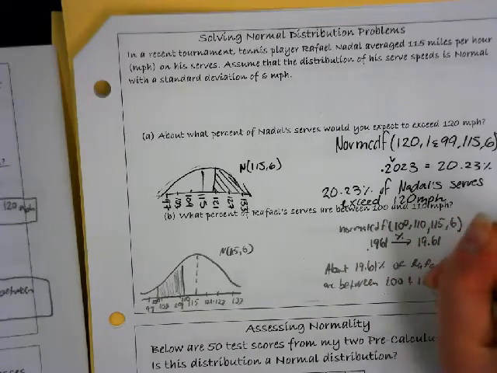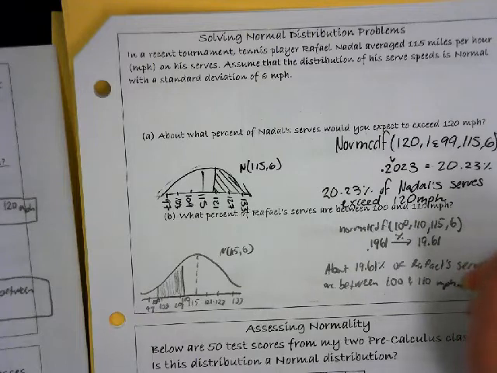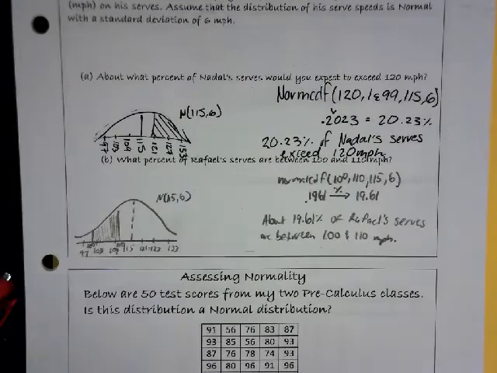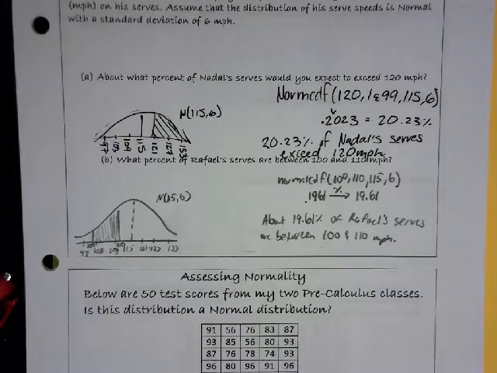Thank you, ma'am. All right, for A, you should have gotten 20.23% of Nadal's serves exceed 120 miles per hour. Did I say it right this time? Yes. And about 19.61% of Rafael's serves are between 100 and 110 miles per hour. Most of you had that while I was walking around. Are there any questions? All right.